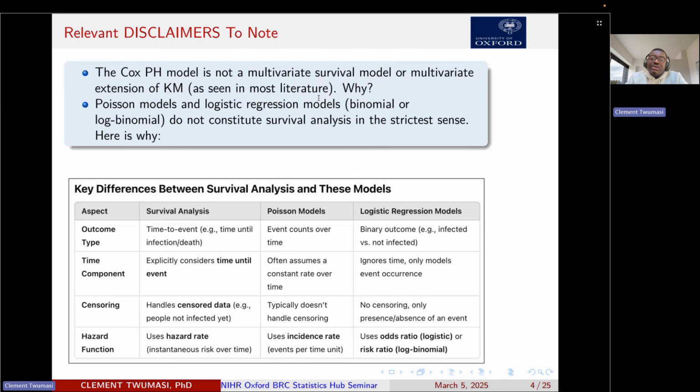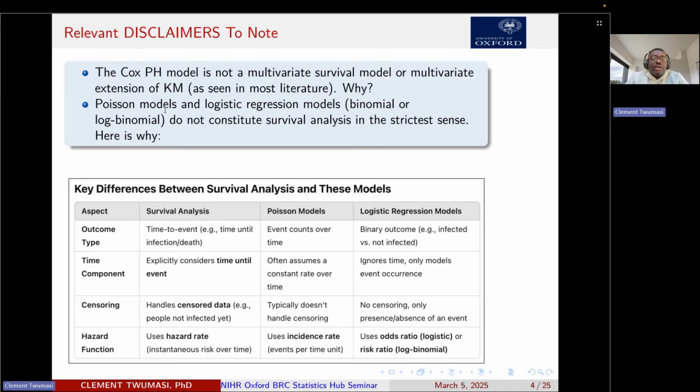The reason why it is not multivariate is that in statistics or in regression analysis, we only say a regression model, or a survival model, is a multivariate model when you are jointly modeling two or more time to event outcomes. But the moment you are only modeling one particular time to event outcome and regressing it on several predictors, it doesn't make it a multivariate method. So that is something I want us to note.